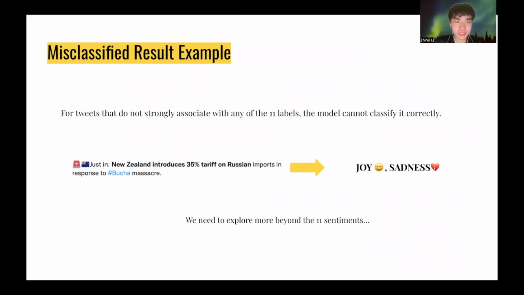And lastly, we will visualize a misclassified example. For this tweet, our model says that it exhibits sentiments such as joy and sadness. This is a terrible example because the predictions are contradictory. So one possible explanation is that our model cannot classify a tweet that is not associated with our 11 labels.